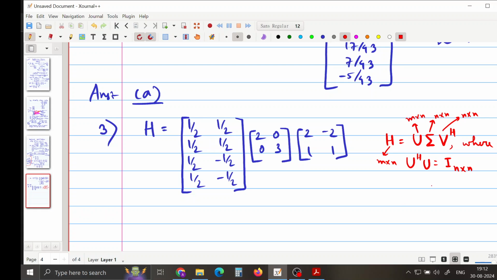Okay, but this is not necessarily true in the other direction as well, which is U U Hermitian. That's not true necessarily. That's why it's called semi-unitary and not completely fully unitary. Okay, so this is one constraint on U, and U is known as semi-unitary.